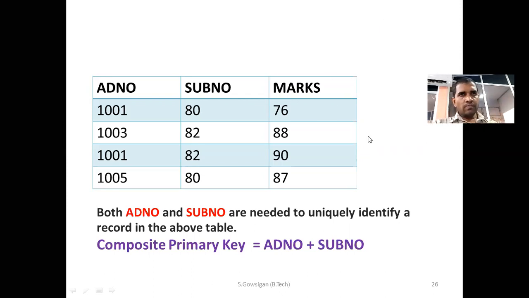Look here, look at this table. There is a table which has admission number, subject number, marks. Admission number, in short I put ADNO, subject number in short SUBNO, and marks. Okay, right. So now let's identify the primary key. Look at the first field, admission number.